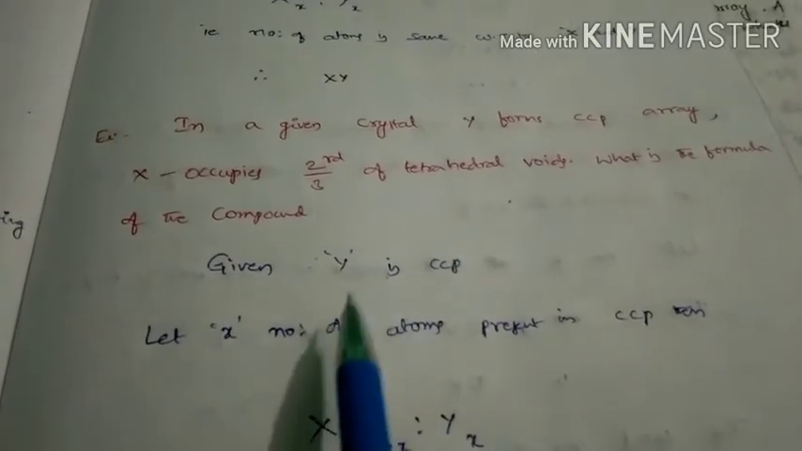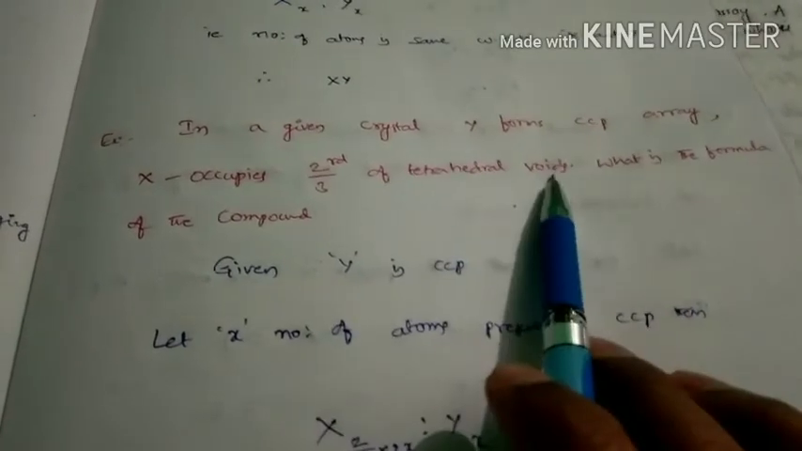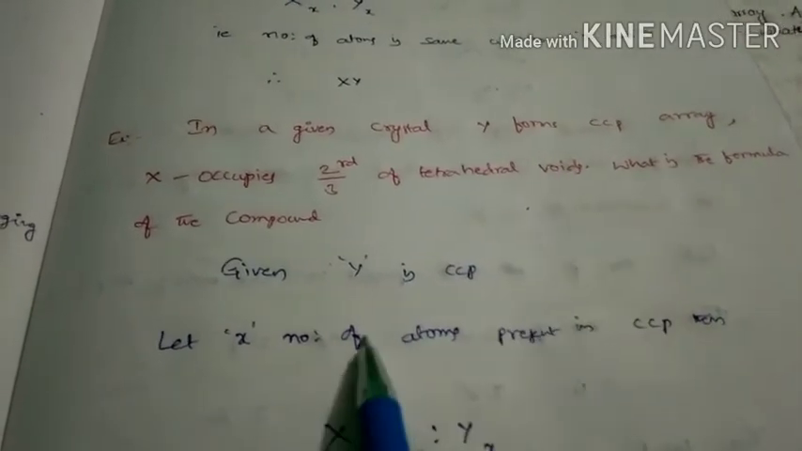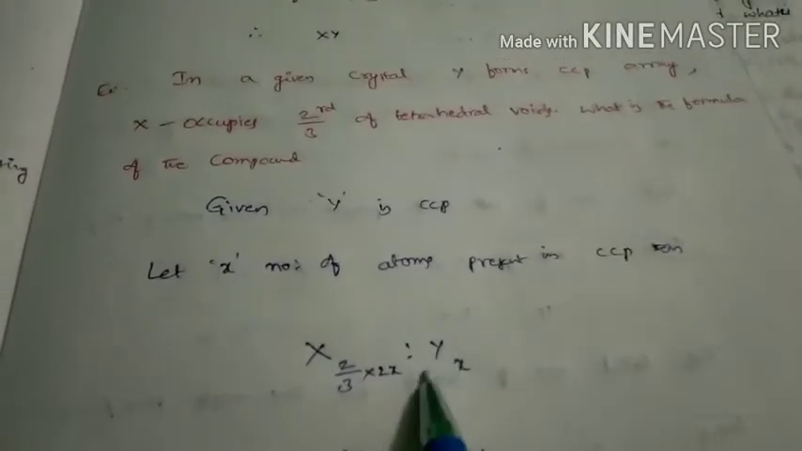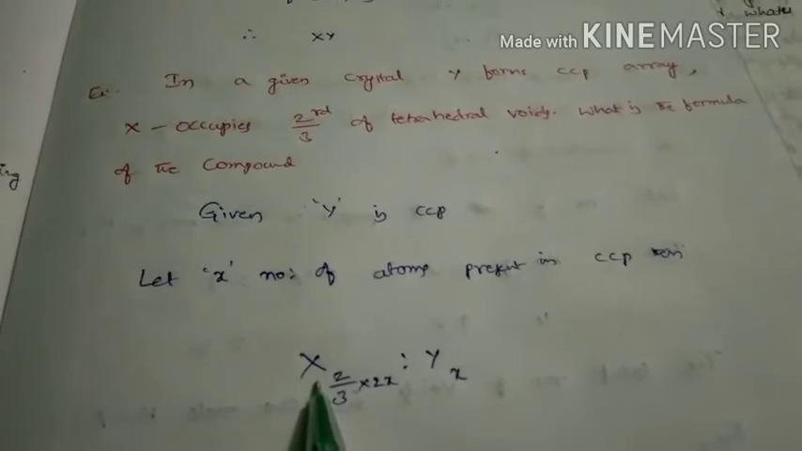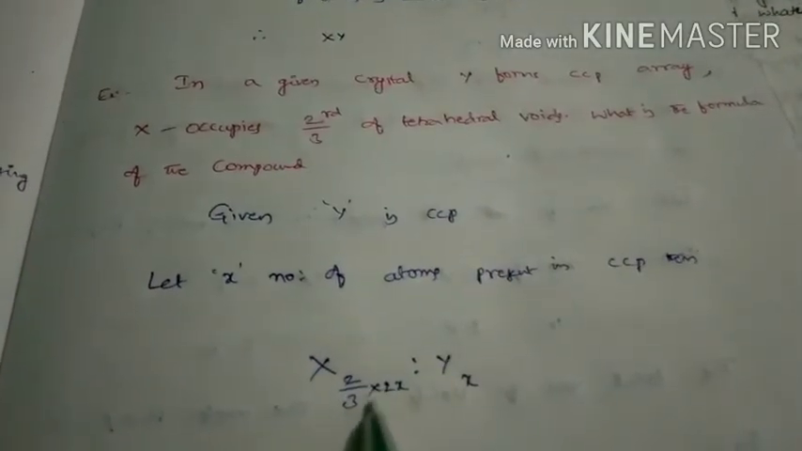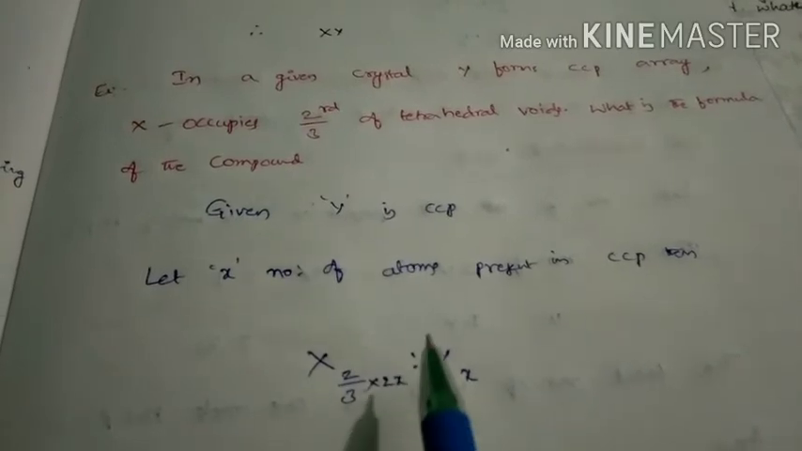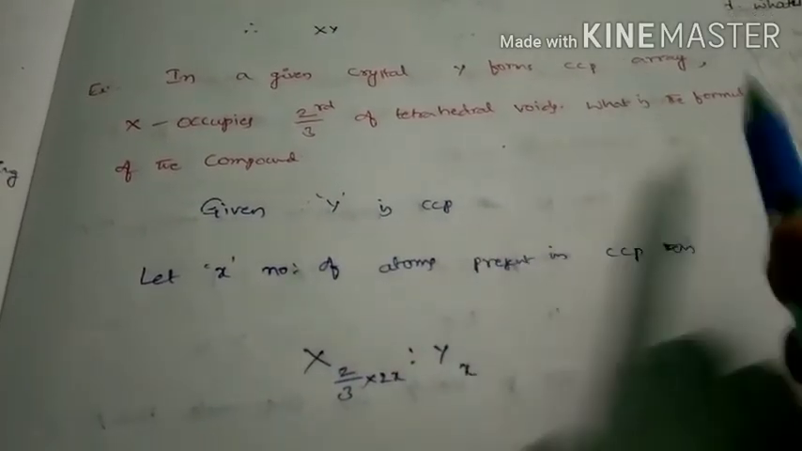The number of tetrahedral voids is double the number of atoms present in the unit cell. So here the number of atoms is x, so Y contains x atoms. Here X occupies 2 by 3, that means 2 by 3rd into 2x. Why should we write 2x? Because tetrahedral voids are always double the number of atoms present in the unit cell. So 2 by 3 into 2x.